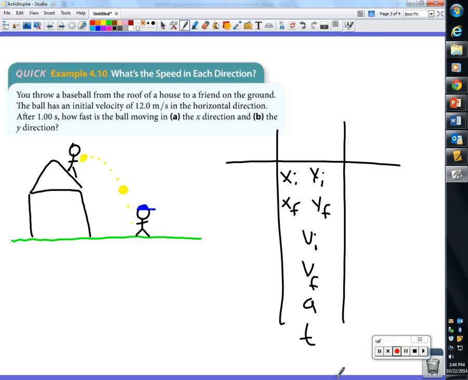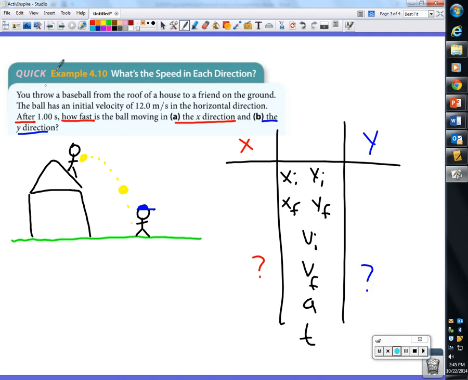Those are the 6 things we've talked about. Horizontal side, vertical side. What is this question asking us for? Final velocity, right? If it says after and how fast, put those two together, that means final velocity, right? In the x direction. So there's one of our unknowns, and then in the y direction, there's our other unknown. Okay? All right. Next, where do we go?